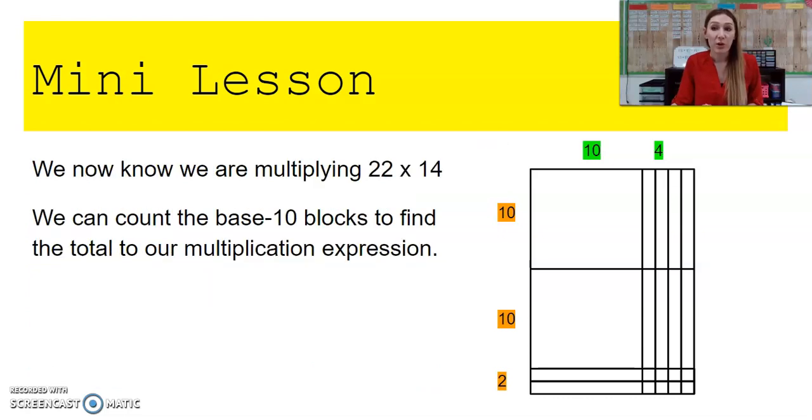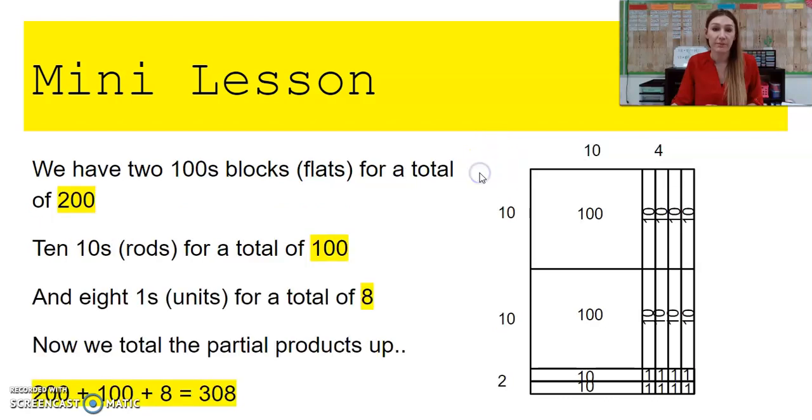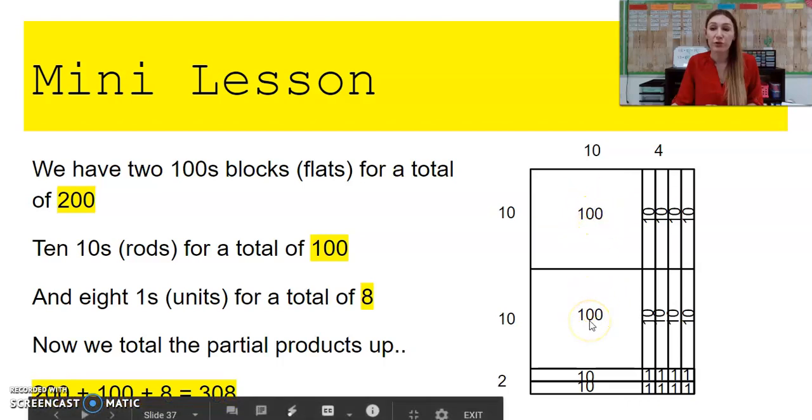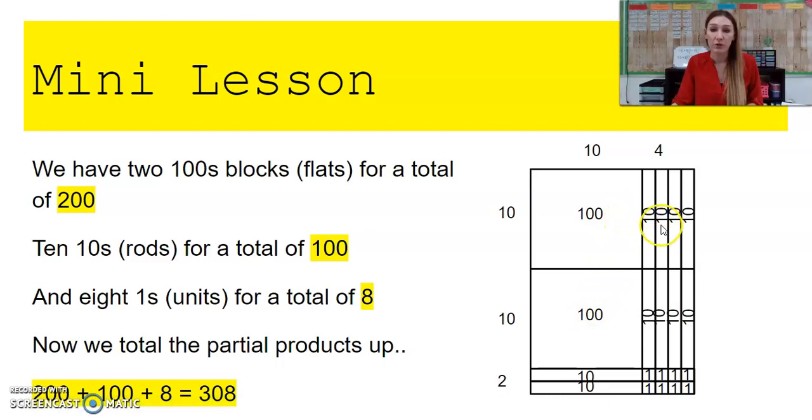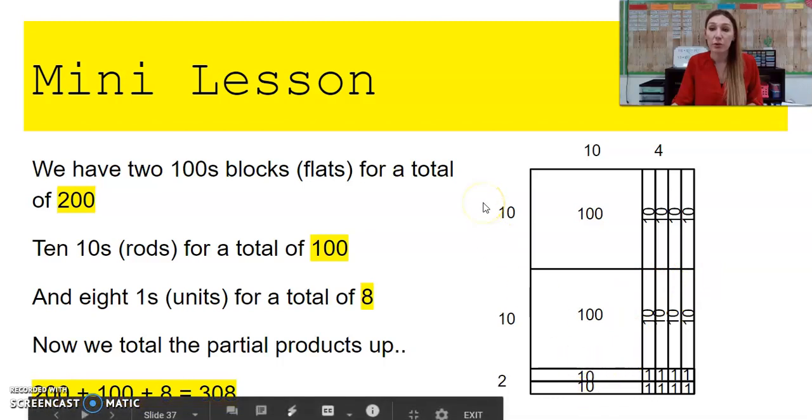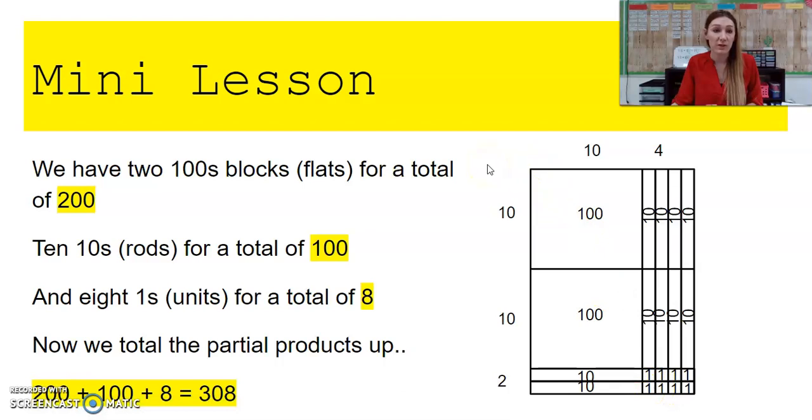So now that we know what our multiplication problem is, we can count the base 10 blocks to find the total of our multiplication expression. We have 2 100s blocks, 1, 2, for a total of 200. We have 10 tens rods, 1, 2, 3, 4, 5, 6, 7, 8, 9, 10, for a total of 100, and 8 ones units, 1, 2, 3, 4, 5, 6, 7, 8, for a total of 8.